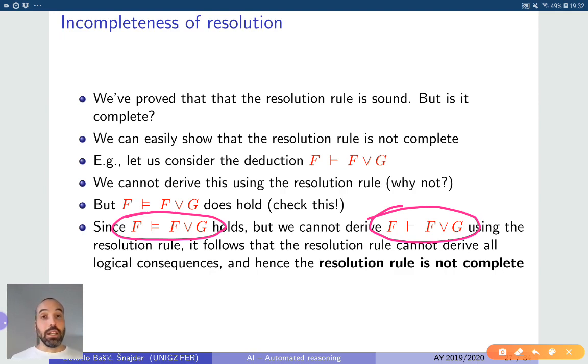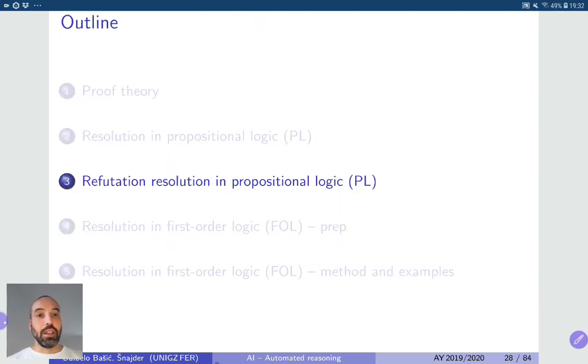Okay, so that's the bad news, right? Resolution seems to be so good. It's a single rule, it's sound, and everything it needs can be converted to the form it needs, right? Any formula can be converted into clausal form. And the only place where it fails is completeness, but it's actually quite a big failure, since now we are not able to prove all logical consequences, right? And this brings us to a revised version of resolution for propositional logic called refutation resolution, which, as we'll see in a moment, turns out to be complete.